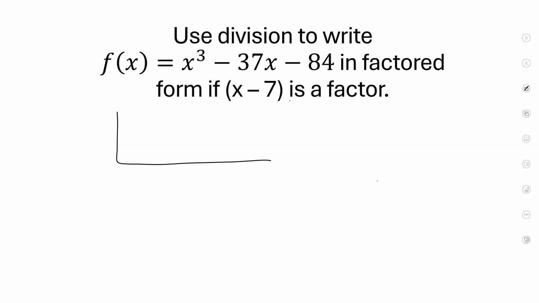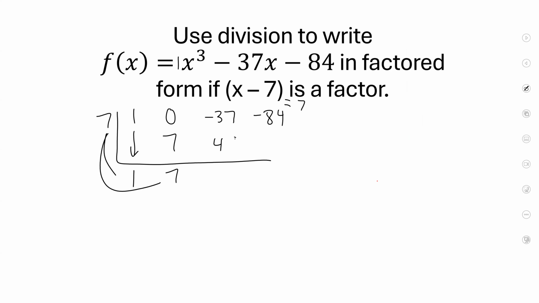Okay, we set this equal to 0 and get 7. So your first coefficient is 1. We're missing the squared term, so I'm going to put a 0 in the squared spot. Then I'm going to have -37 and -84. Okay, so now we're going to bring down the first coefficient and multiply. That's 7, add 7. 7 times 7, 49. Add these two, what do we get? 12? Yep. 7 times 12 is 84. You add them, you get 0.